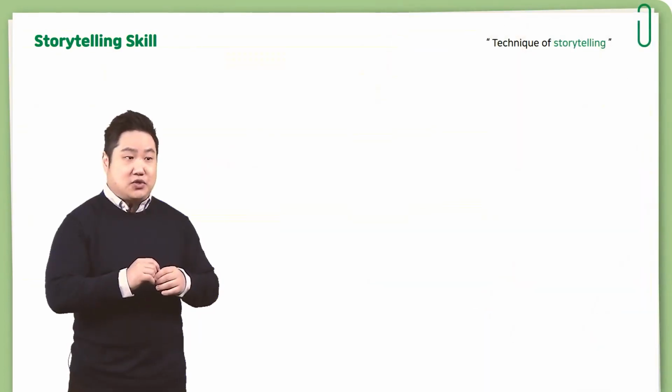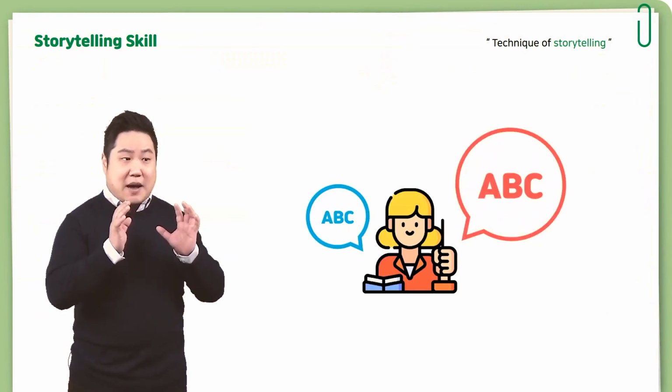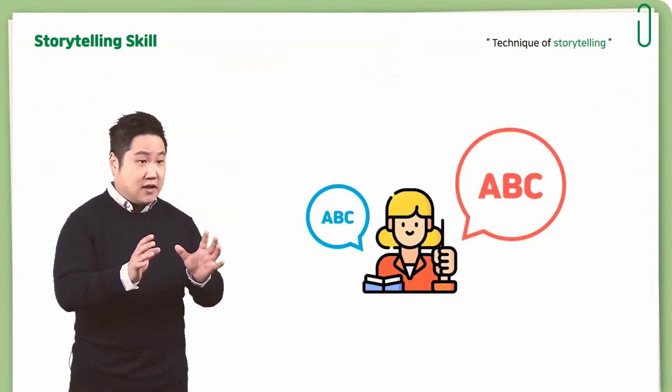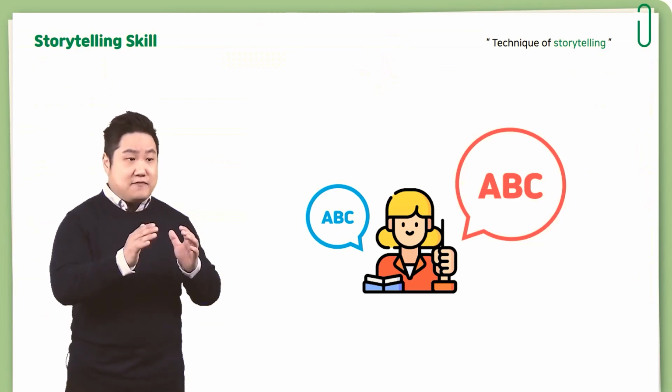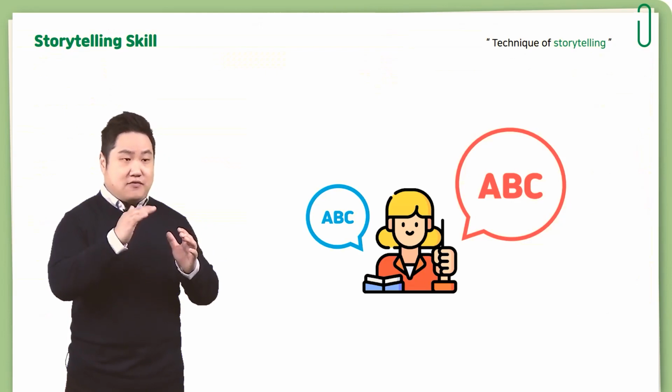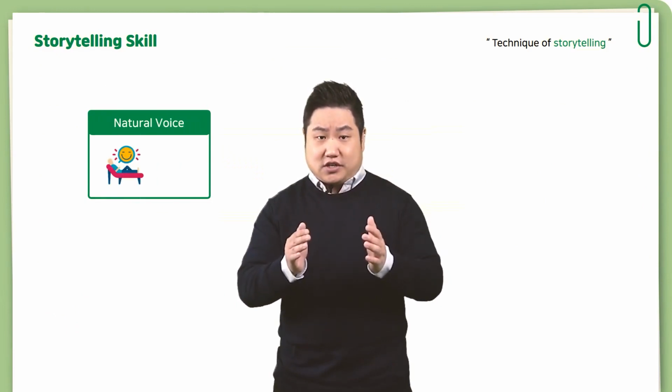The first technique for storytelling is varying the volume of your voice. Depending on what's happening in the story or who's speaking, the volume of the voice should change. If a story is told using the same voice in terms of tone and volume, children will lose interest very quickly. Teachers should find their natural voice first, then adjustments can be made accordingly.